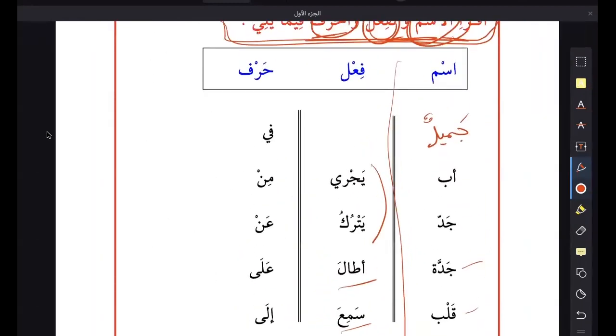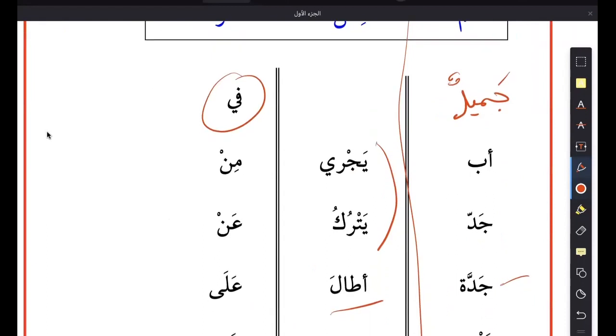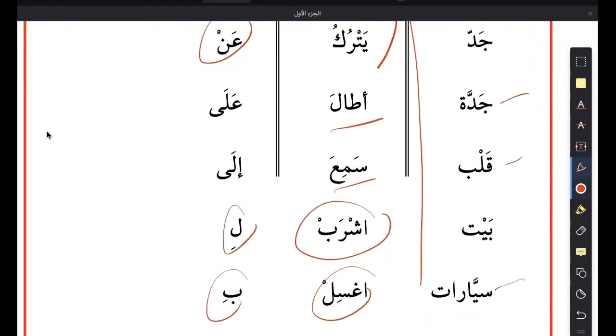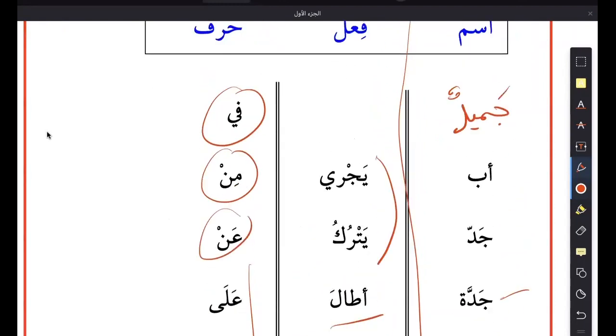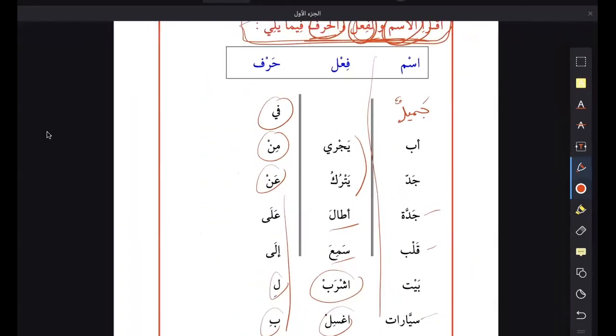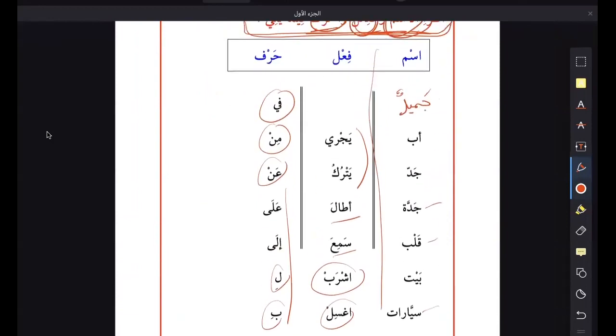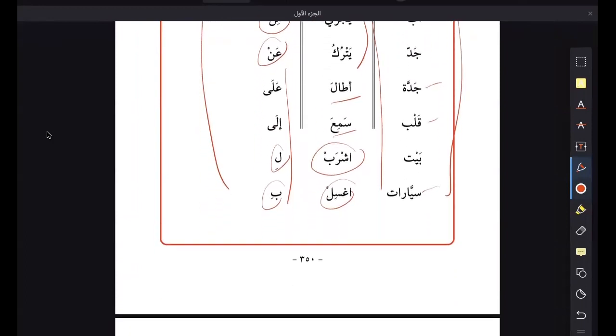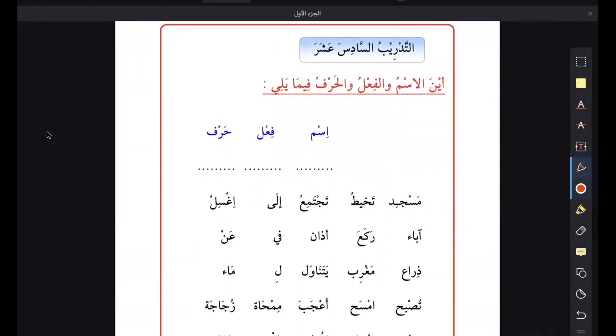And as you can see, the other ones, the fi, the prepositions, min, an, ala, ila, li, all of these things are pretty much particles that do not convey a complete meaning. It requires a verb or it requires a noun in order for the meanings to be clear. Makes sense? So this is very important, right? So I think you understand the concept, and inshallah we will be talking more.